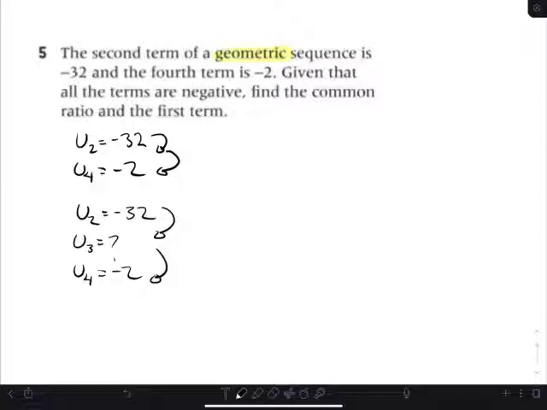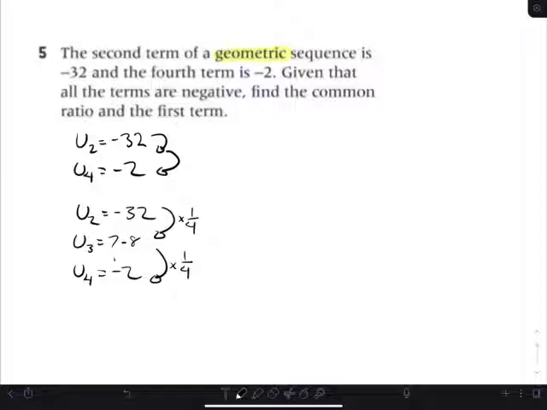It's going down, so you're going to be multiplying by a fraction. And then, right, so I believe it's 1/4. Hope that's right. Because 32 divided by 4 is 8. Negative 8 in this case, because it's negative 32. And negative 8 divided by 4 is negative 2. So that'd be my R value. Not obvious for everyone to do that. So how do you do it otherwise?